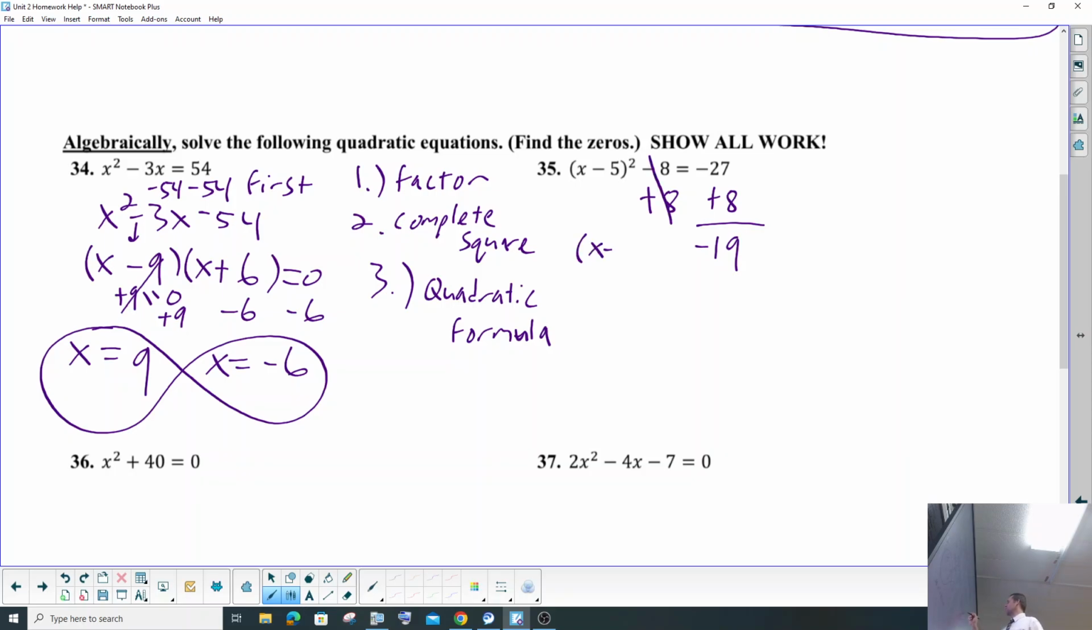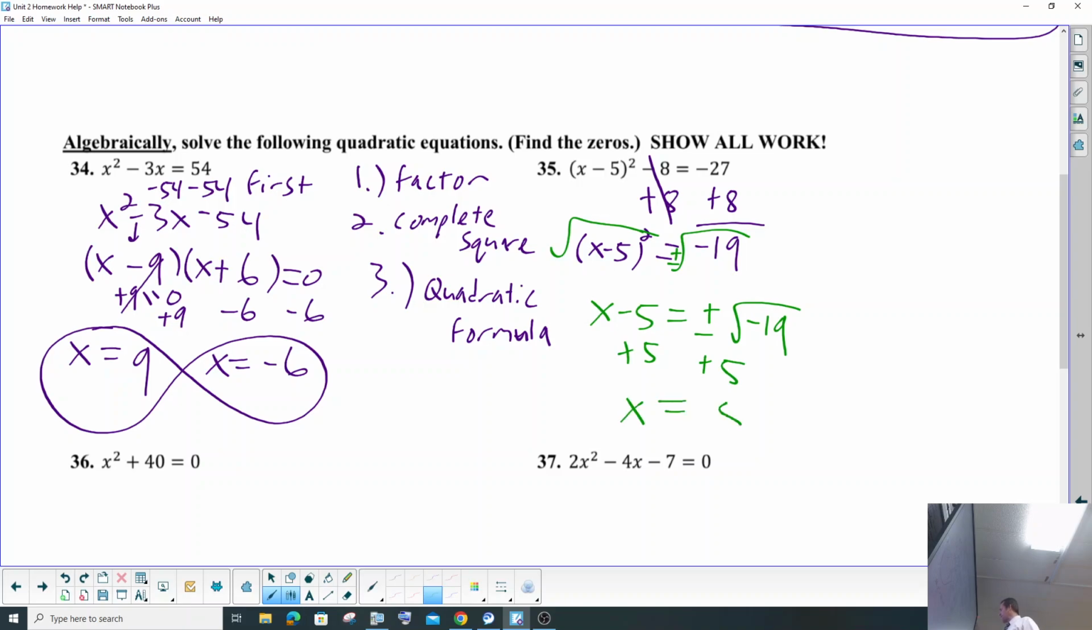Then how do we undo the square, you guys? There's more than one way to do it. So we're going to go ahead and square root both sides. Don't forget, it's plus or minus. So the 2 goes away with the square root. We're left with x minus 5 is equal to plus or minus the square root of negative 19. And then we're just going to add 5 to the other side.